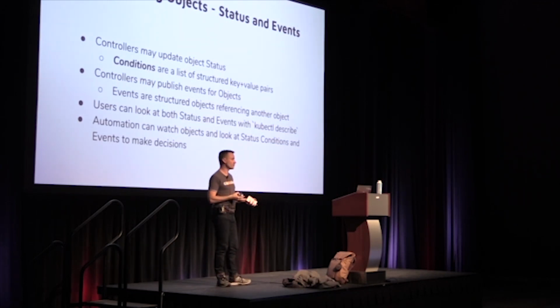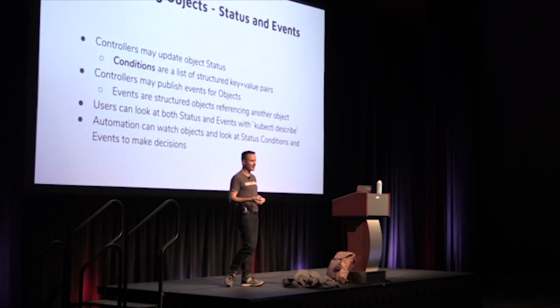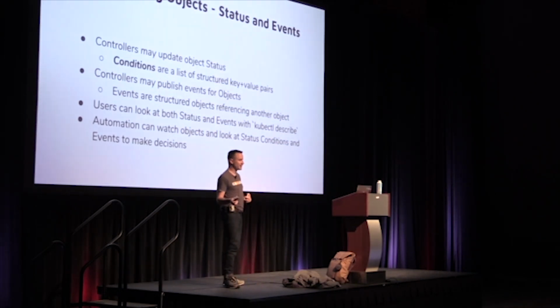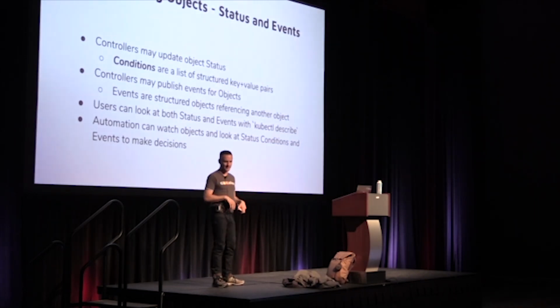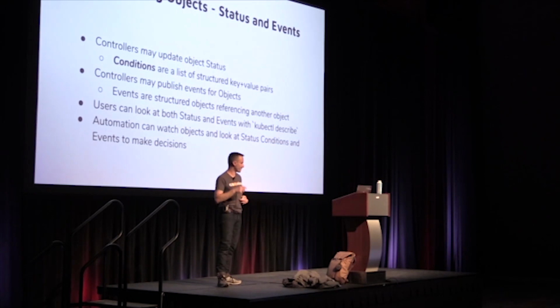The other useful tool we have for observing the state of objects is events. Events are objects you can create and then attach to another object. While status will tell us, right now, 3 replicas are healthy out of 5 or something like that, it won't tell us that 5 minutes ago, it just brought a new replica online, or it was unhealthy and it became healthy.